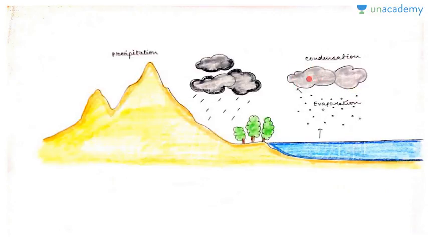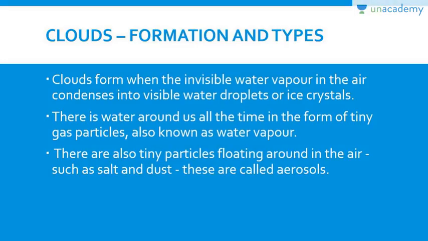And when the cloud cannot carry any further moisture, it is at that point that precipitation occurs. So evaporation first, then condensation and precipitation. So you can see it here. Clouds form when the invisible water vapor in the air condenses into visible water droplets or ice crystals. Right? There is water around us all the time in the form of tiny gas particles, that is water vapor, that is after the process of evaporation.